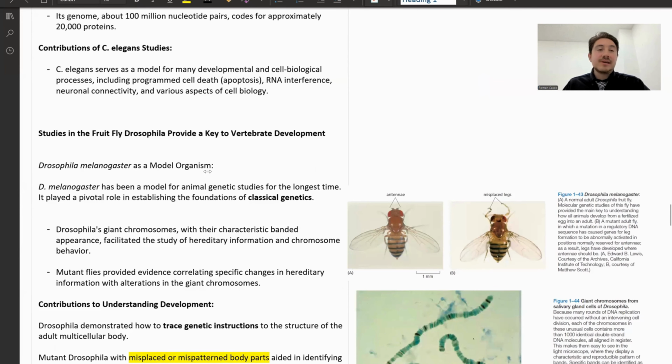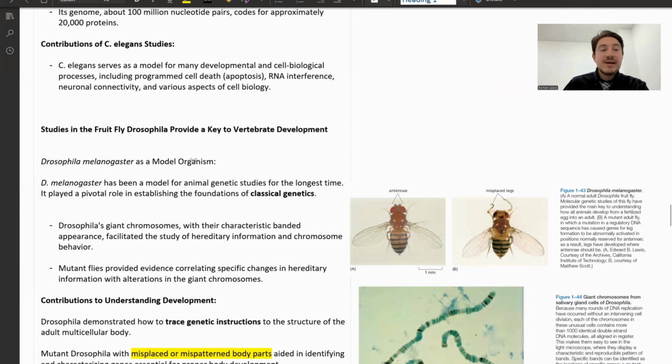Contributions of C. elegans: C. elegans serves as a model for many developmental and cell biological processes, including programmed cell death, or apoptosis, which was discovered using this model, RNA interference, or RNAi, neuronal connectivity, and other aspects of cell biology that have been discovered because of studying C. elegans.